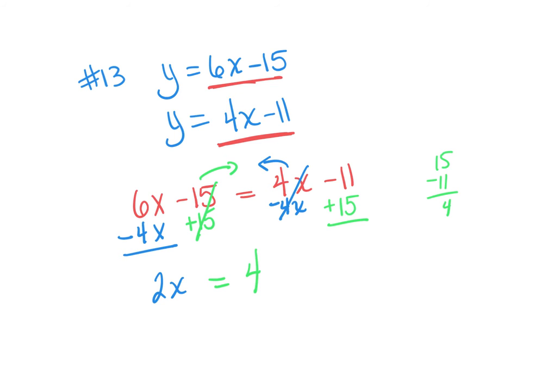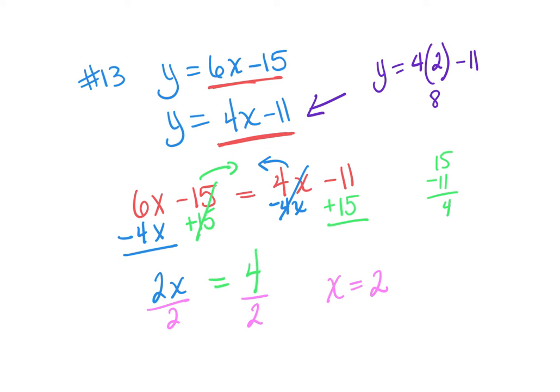And then divide both sides by that 2. And so x is going to equal 2. And then I can go back to either of the equations and plug it in. So I can go back to this one if I want to. Y equals 4, and we know that x is 2. 4 times 2 minus 11.